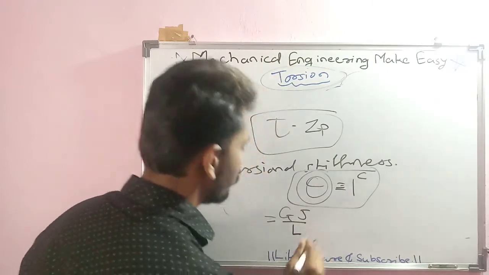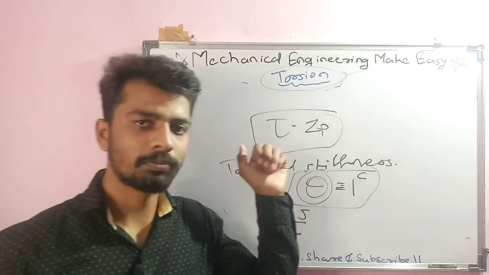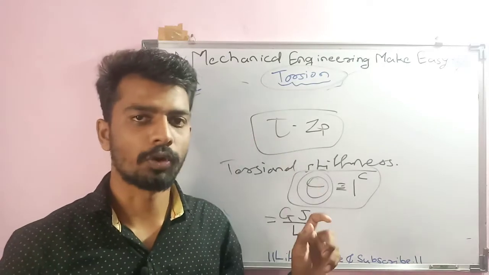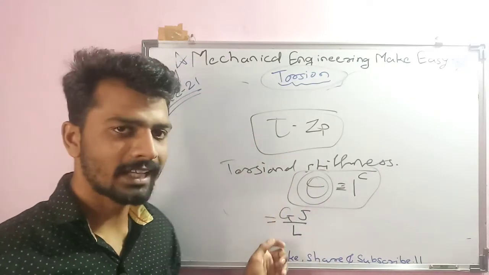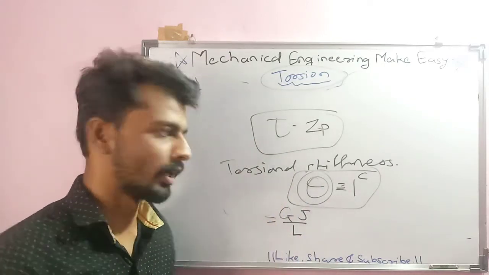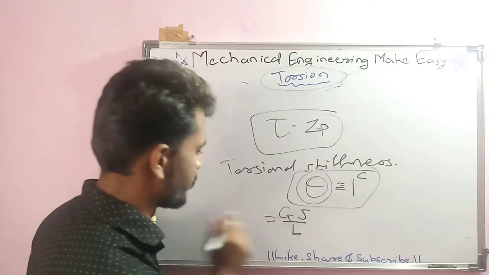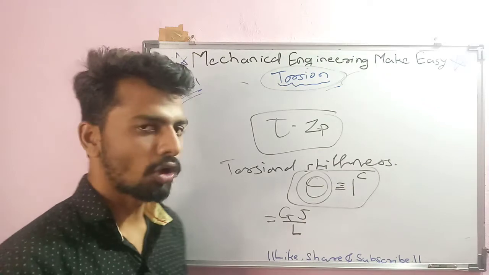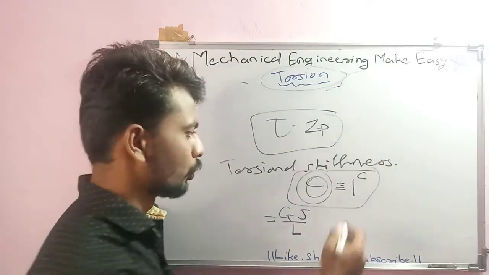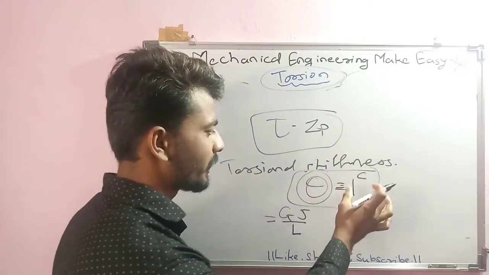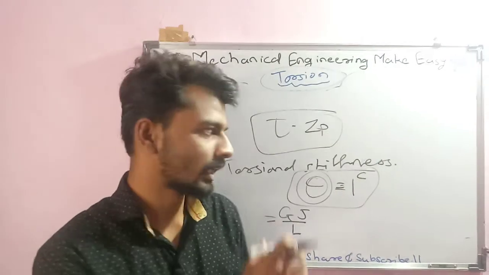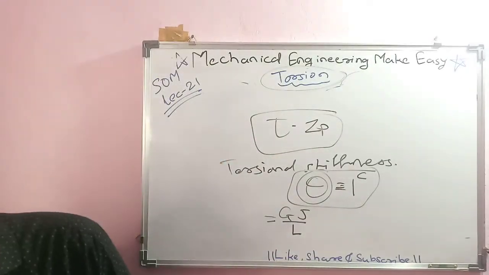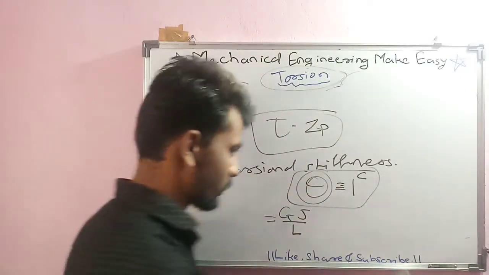GJ by L. All these formulas we are getting from the same formula, that is nothing but the torsional formula. So you can manipulate that formula to get this formula. This is nothing but torsional stiffness. And what is the torsional stiffness? The torque required to be supplied to generate one unit angle of twist. Okay, just note it down, and we will move towards the next topic.